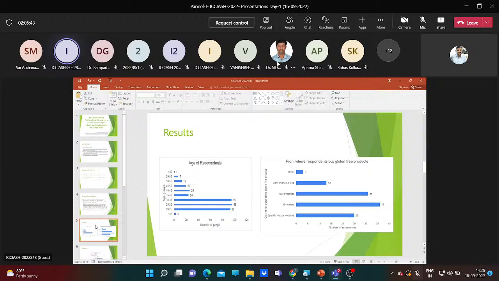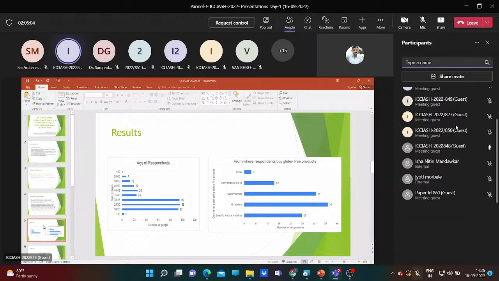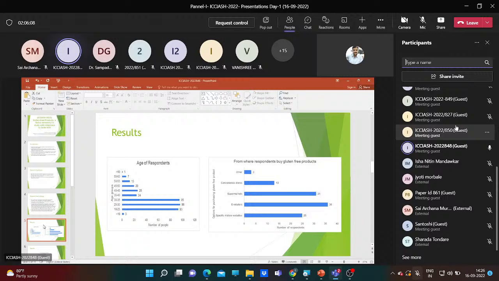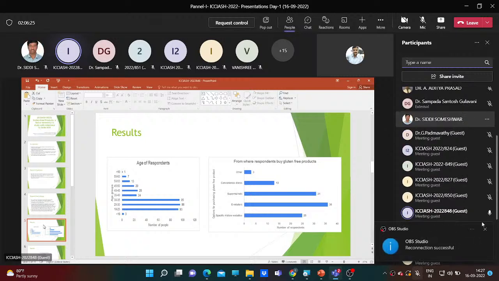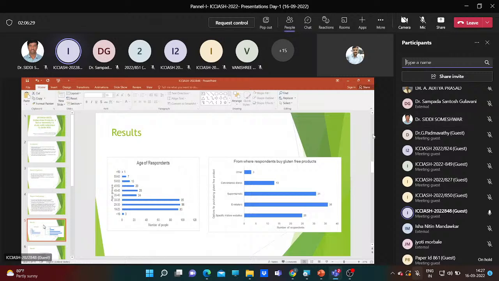At the same time, gender had a significant effect on the buying behavior of gluten-free products. The female respondents were ready to buy gluten-free products from the online community, which had a wide range of products, and a few consumers were also ready to buy from online stores that source these products from abroad.